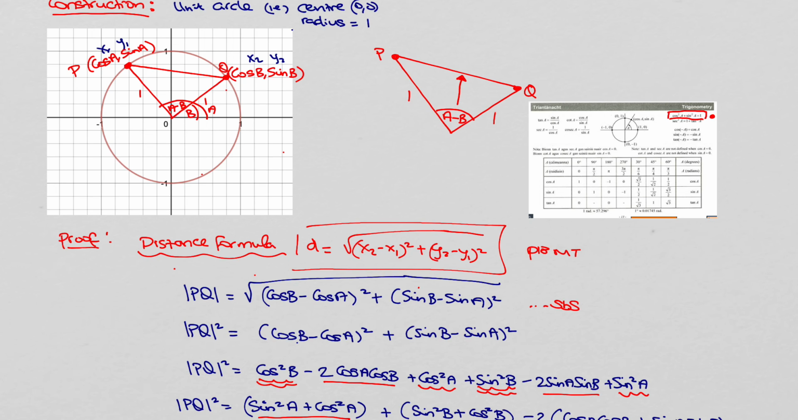So if I was looking at my cosine rule, that's like saying the side A and the angle A and the side B and the side C. So in other words, if I'm putting them into the cosine rule, instead of A squared, I'm going to put in PQ squared. Instead of B squared, I'm going to put in 1 squared. Instead of C squared, I'm going to put in 1 squared. And instead of cos A, I'm going to put in the angle A minus B.